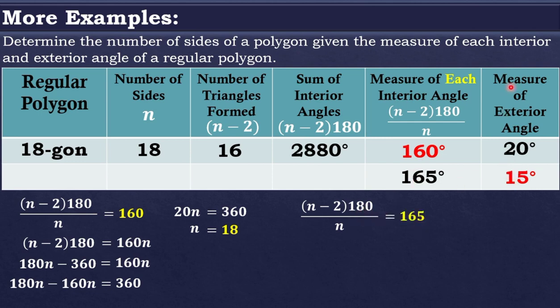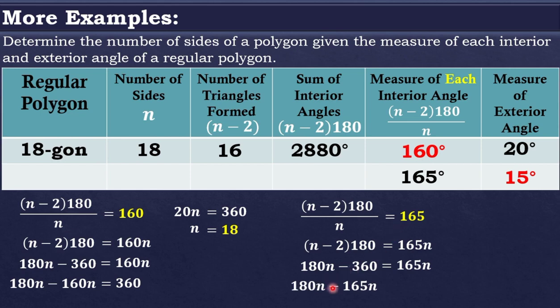Since wala tayong formula sa pagkuha nito, kunin mo na muna yung interior angle. So, ayan po siya. And then, same procedure like this one. So, distribute, we will have 180n minus 360 is equal to 165n. So, cross-multiply lang po. And then, 180n, combine similar terms. This will become minus, this will become plus, positive 360. So, you will have 15n is equal to 360. Divide both sides by 15. So, your n is 24.